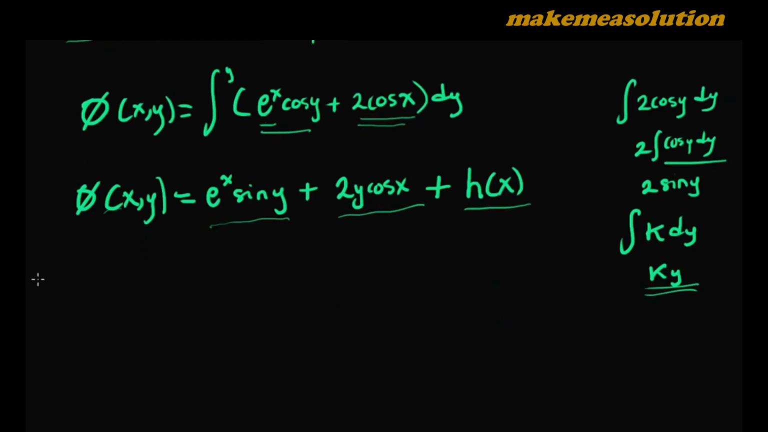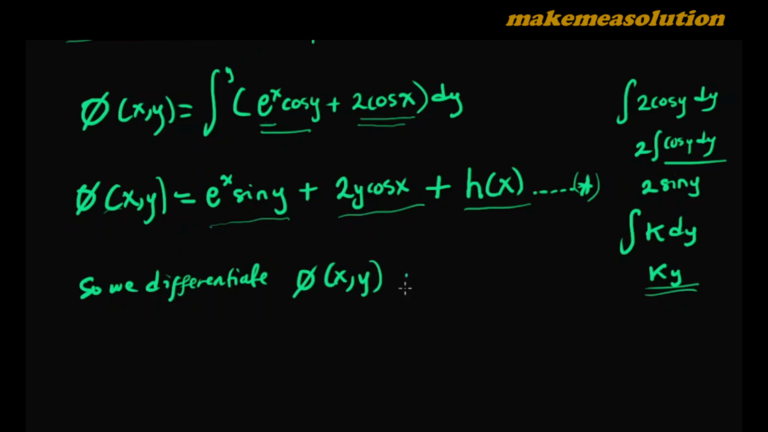If we continue in this vein, we have now gotten up to a very good point. Now you don't stop here, because you need to take a step further to determine what h of x is. How do you determine h of x? First of all, you need to differentiate. So we differentiate phi of x comma y partially with respect to x.